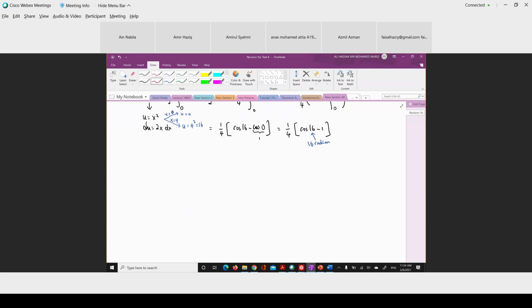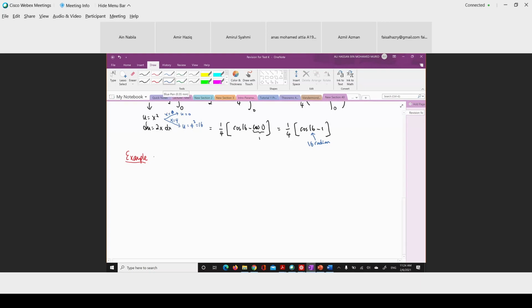Okay, let's do another example. There will be applications as well, right? For example, calculating mass, center of gravity or centroid. We also have the moment, the moment of inertia. So let's see another example here, related to mass.